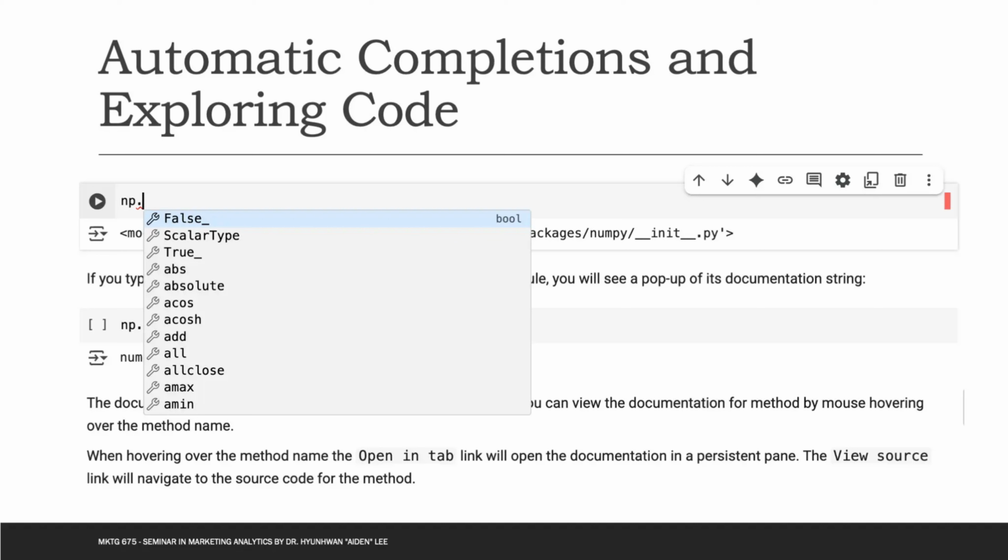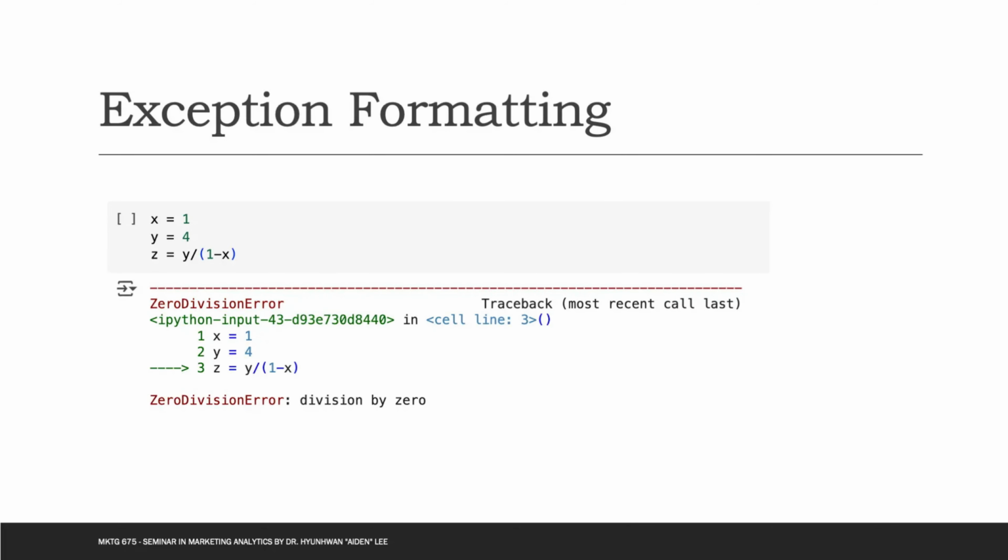Colab helps you code faster with auto-completion. After importing NumPy, if you type np.ar and then press tab, you'll see a list of available functions. If you type an open parenthesis after a function, you'll see a documentation pop-up. This gives you immediate access to method descriptions without leaving your notebook. When errors occur, Colab displays them in a clear format. For example, dividing by 0 will produce a ZeroDivisionError with a traceback that shows exactly which line caused the problem. This formatting makes debugging easier and less intimidating.